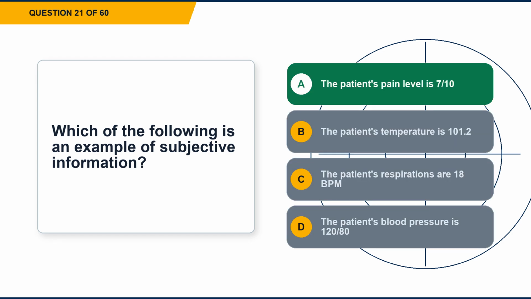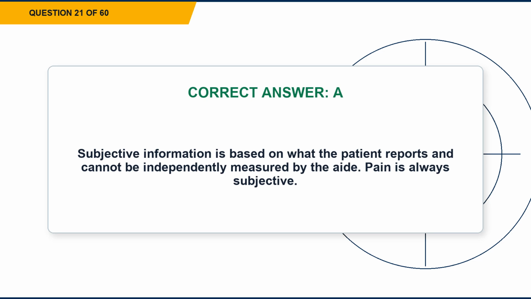The patient's pain level is 7/10. Explanation. Subjective information is based on what the patient reports and cannot be independently measured by the aide. Pain is always subjective.